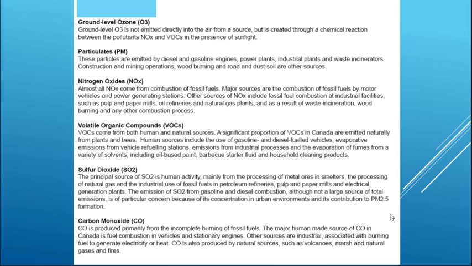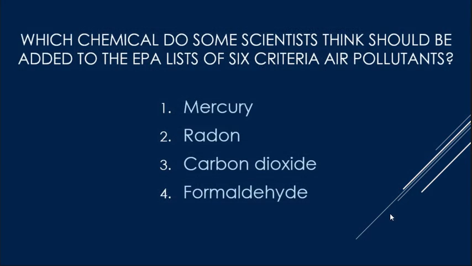Okay, and then here's some information about each of those 6 criteria pollutants. Read this, understand it. If you have any questions, please let me know. So, those are the 6 criteria pollutants. Which chemical do some scientists think should be added to the EPA list of criteria pollutants? Mercury, radon, carbon dioxide, or formaldehyde?